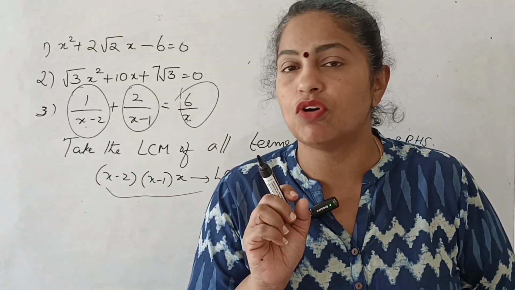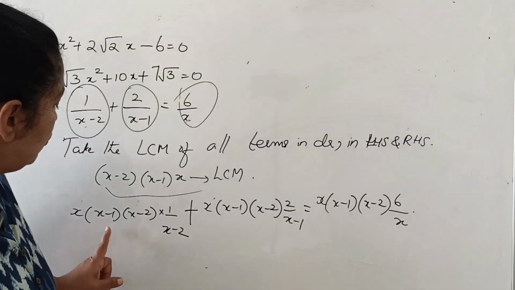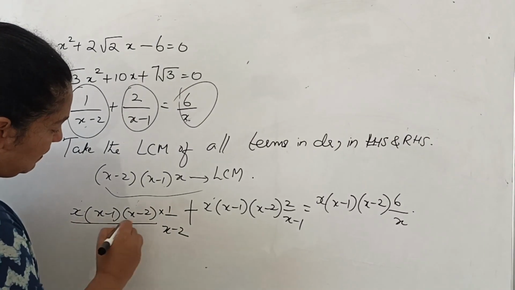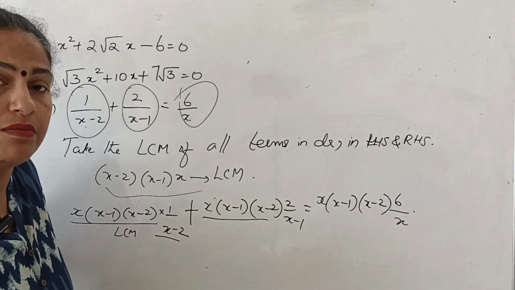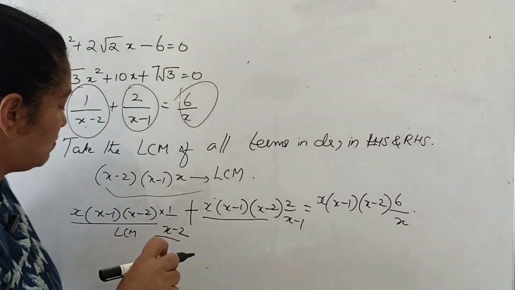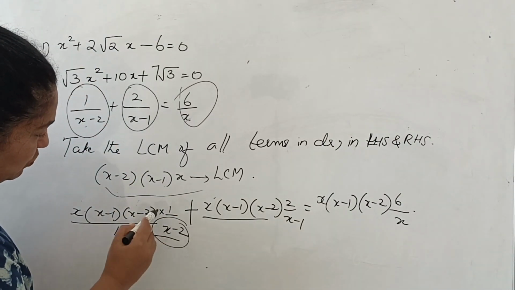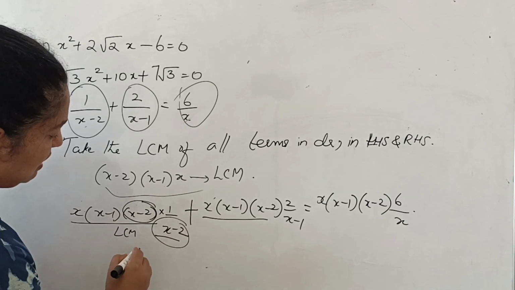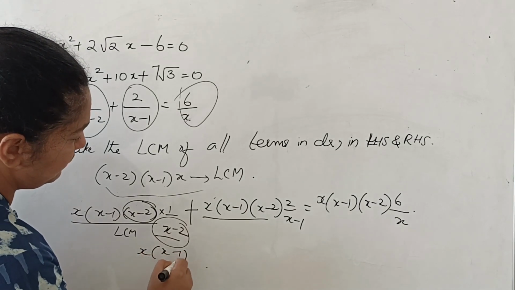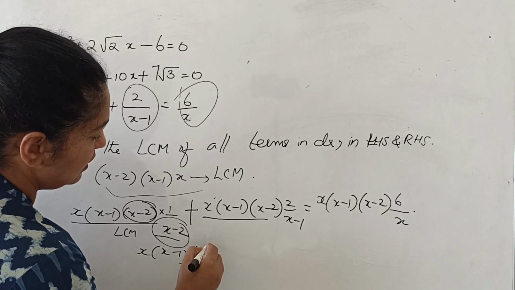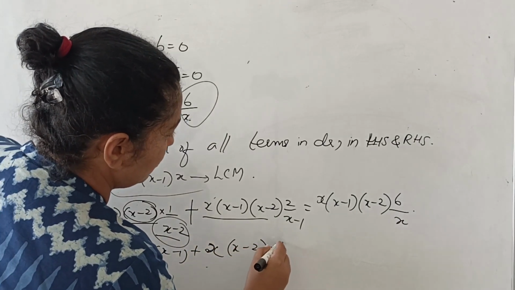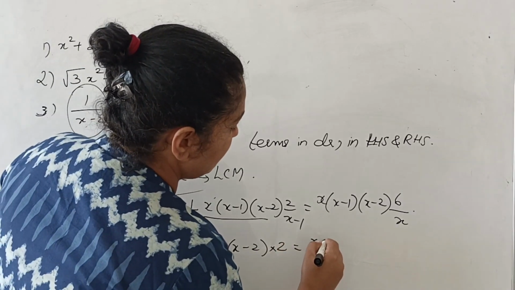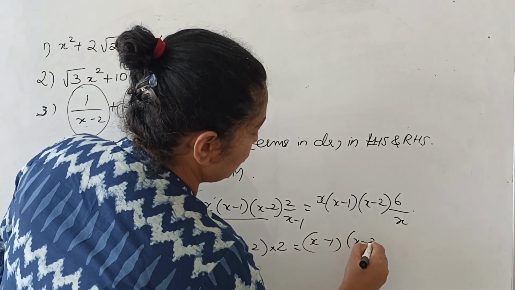So now let us see what we are getting. Here you can see that I have multiplied with the LCM the first term, the second term and the RHS term. Now cancel out whatever is possible. So x minus 2 and x minus 2 will get cancelled, giving us x into x minus 1. Here you will get x into x minus 2 into 2. Here you will get x minus 1 into x minus 2 into 6.